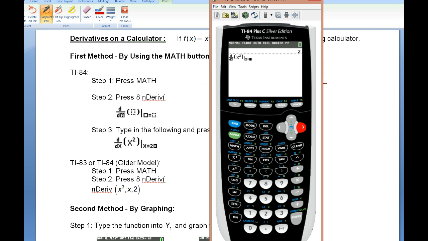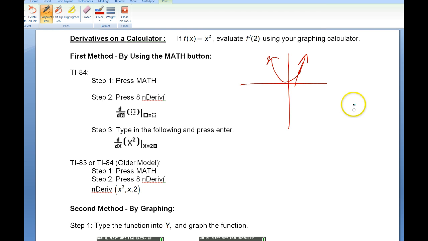And then we just press over. This line right here means evaluated at. So the first part means take the derivative of x squared, evaluated at x equals 2. Press enter. Here we get 4. So that means f prime of 2 is equal to 4. Good.